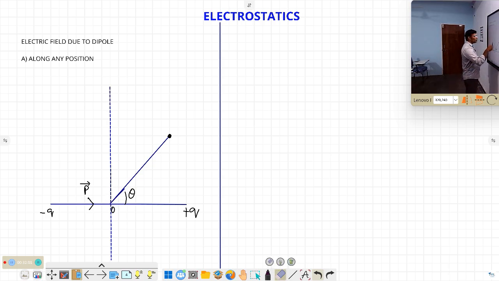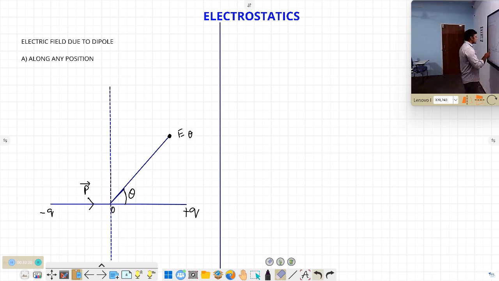So now what angular position? If the angle is 0, it becomes the axial line. If the angle is 90, it becomes the equatorial line. At this point we need to calculate the electric field intensity. I am writing that electric field intensity as E theta. Before it was E axial and E equatorial, now it is E theta.